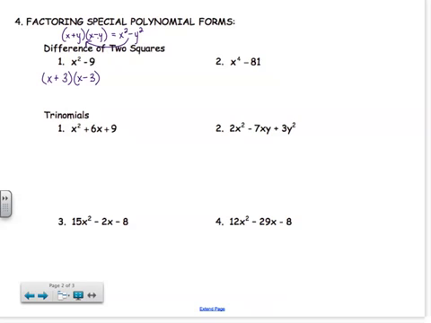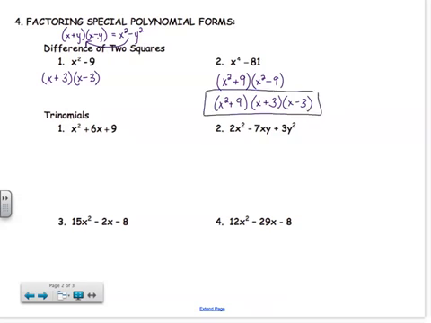X to the 4th and 81 are both perfect squares. So the square root of x to the 4th is x squared, and the square root of 81 is 9. So we're going to take the sum and the difference. Now notice x squared and 9 are also perfect squares. We can only factor further the one for the difference. So the square root of x squared is x, the square root of 9 is 3, so we're going to do sum and difference. And that is completely factored. If you had stopped the step before, you did factor it, but you did not completely factor it.